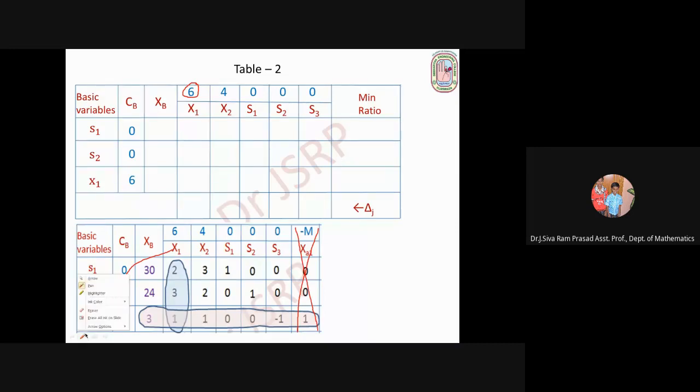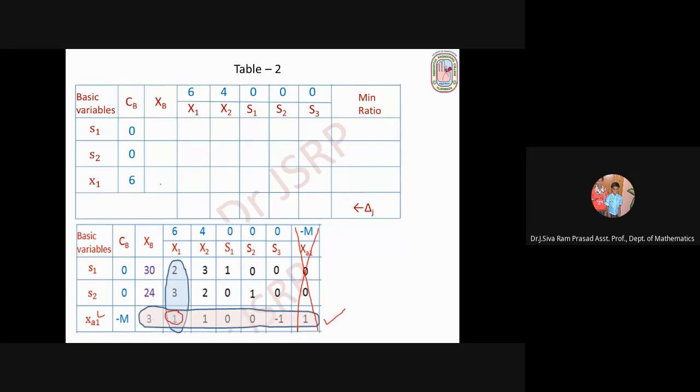So what is the first step to find the new solution? The first step is to divide the pivot row by the pivot element. What is the pivot row in the first table? This is the third row, the pivot row. The pivot element is the intersection of the pivot row and pivot column. So divide the third row by 1 and write it in the third row in table 2.